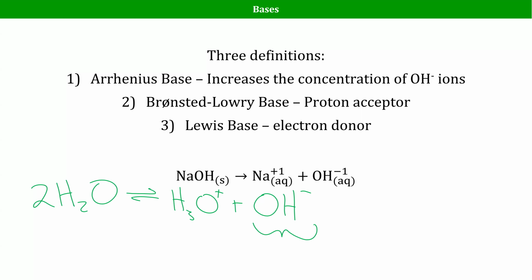And then Lewis acids. The way that I remember Lewis acids and Lewis bases is you flip the charge. Lewis acids and bases are talking about electrons instead of protons. So donor and acceptor get flipped as well. Right, so if a Bronsted-Lowry base is a proton acceptor, then if it's a Lewis base, it's an electron donor.